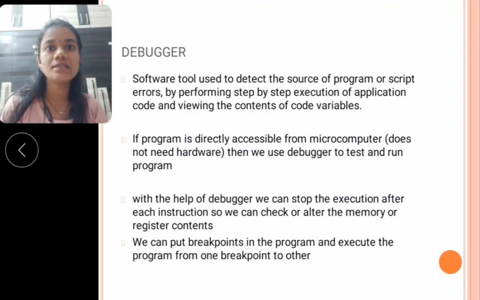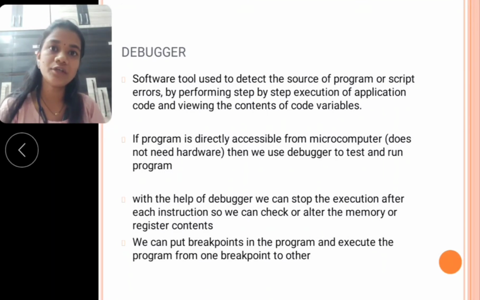So the debugger is one of the main tools in assembly language programming because it is used to execute the program stepwise. After each instruction execution, one advantage is that we get a view of the content of every code variable. So this is the debugger. If the program is directly accessible from the microcomputer, then we use the debugger to test and run the program.